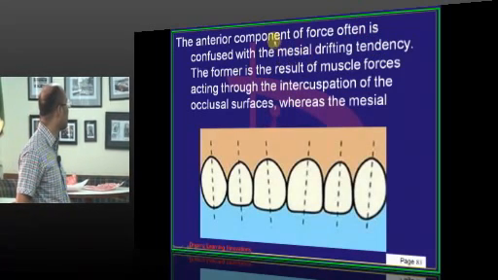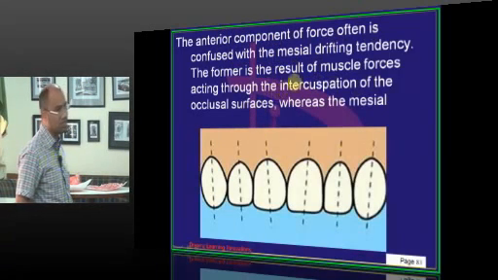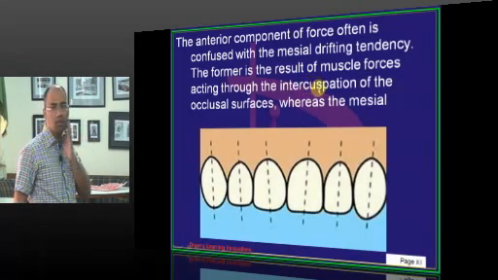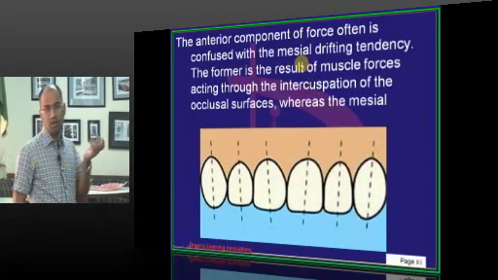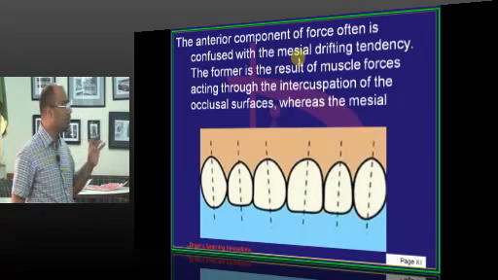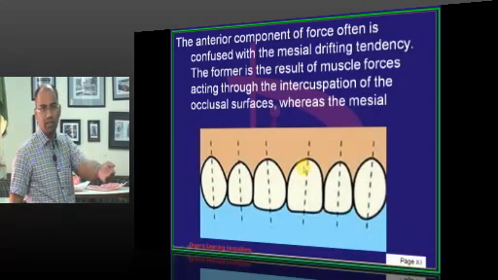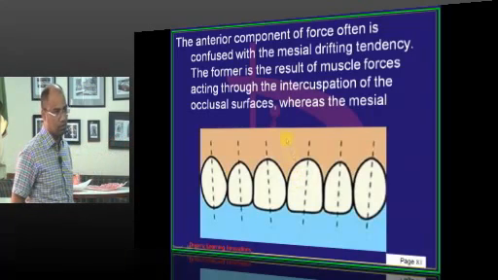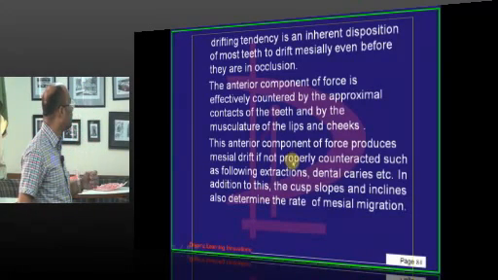So this is the result of the muscle forces which act through the intercuspation of the occlusal surfaces. Okay. So you have to intercuspate, you have to bite, you have to use your muscles of mastication. Your muscles of mastication are what come into the picture whenever you have to bite. So those muscles will act through the contacts. So for all contacts, progressively from the second molar to the incisor, you have an anterior component of force. Whereas the mesial drifting is because of the teeth which drift mesially normally in occlusion.